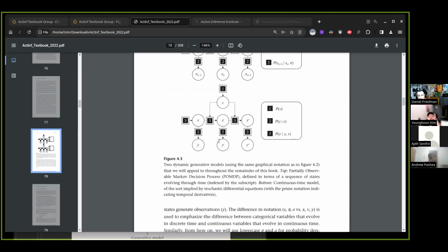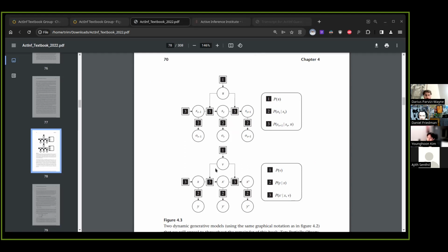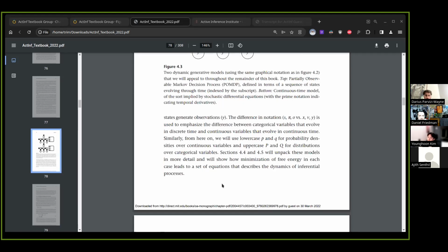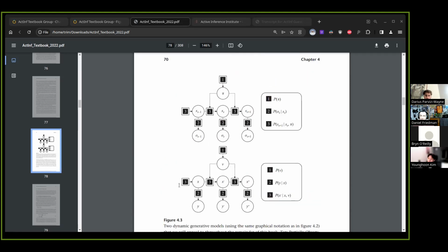Well, we're going to return to the contrasts of discrete time and continuous time multiple times. It's going to come back most fully in chapter 7 and chapter 8, which are wholly dedicated to discrete and continuous time. But in this section, it's going to foreshadow and discuss those two different types. Darius?